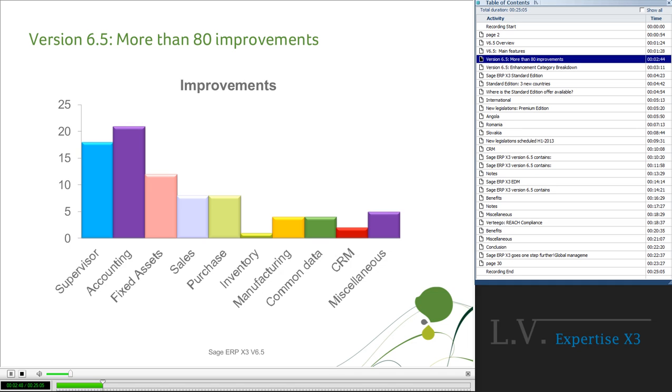Note that this breakdown is purely by the number of projects and does not reflect the relative effort involved in each project. Heavy focus on improvements to the supervisor, accounting, and distribution functions. The V6.5 integrates patch 18, 19, and 20.